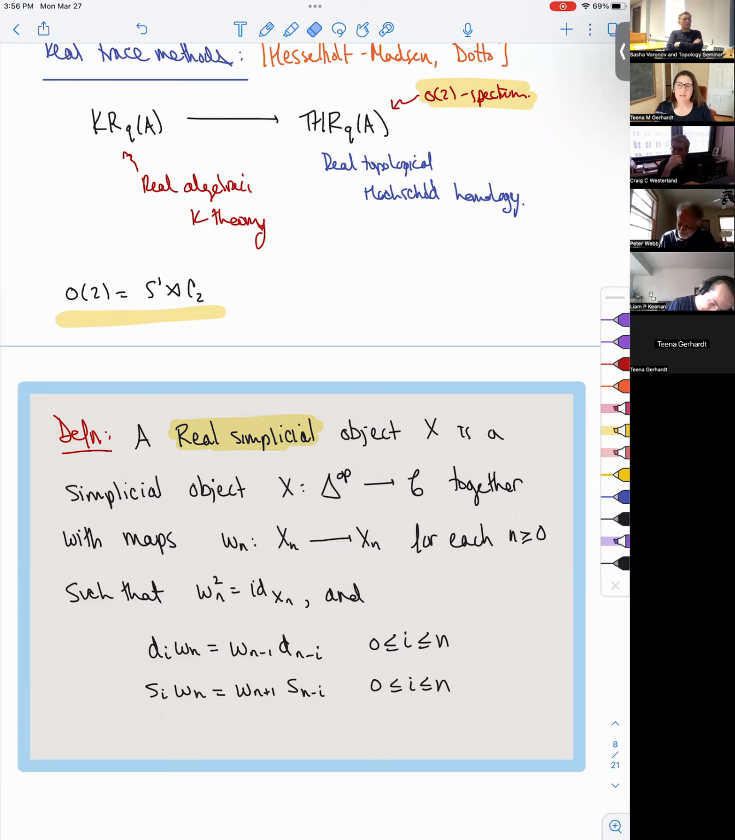And what is a real simplicial object? Well, it's just a simplicial object, so it has all the usual stuff. Plus, it has these maps, these involutions at each level. So at level n, it has a map w_n that squares to the identity. And to think of this as an involution, a simplicial object with an involution, it has to behave a certain way with respect to the face and degeneracy maps. So there are some relations that we ask for real simplicial objects to satisfy.